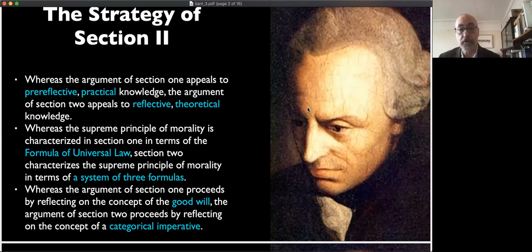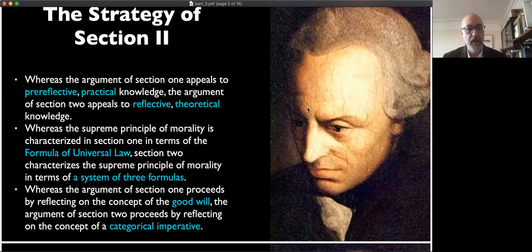And Kant's conclusion was conditional, namely, if the supreme principle of morality exists, then its content is captured, at least in part, by the formula of universal law. Now, by contrast, the second section appeals to a different kind of knowledge. He's still considering the question, what is the supreme principle of morality? However, here, his argument outstrips what's given merely by common rational moral cognition and has a more theoretical character. So instead of appealing only to pre-reflective practical knowledge, Kant appeals to reflective theoretical knowledge.